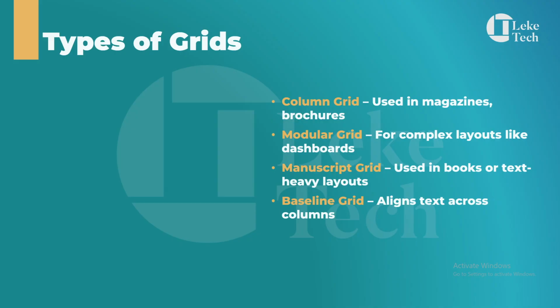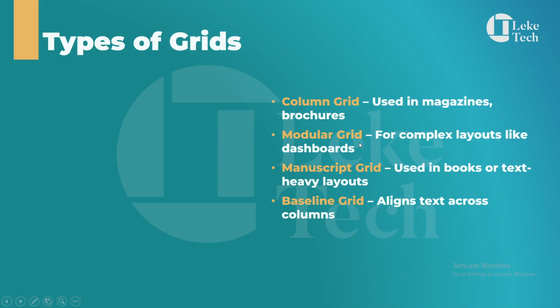The next slide is types of grids. I've already shown you types of grids there. We have column grids. Column grids are used in magazines and brochures. See, magazines and brochures usually have like 2 columns, right? Yes, 2 columns. So this is the column grid used in magazines and brochures.